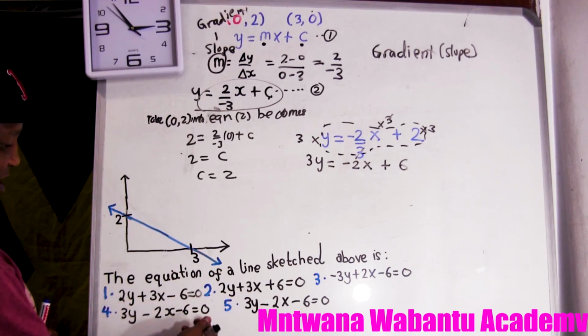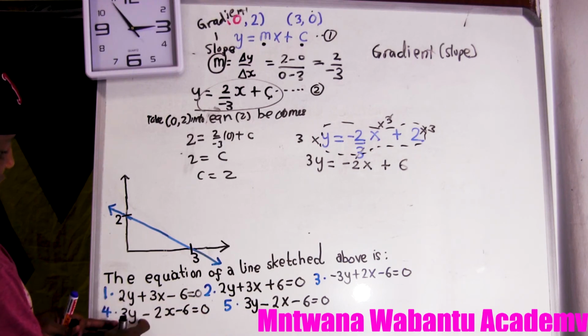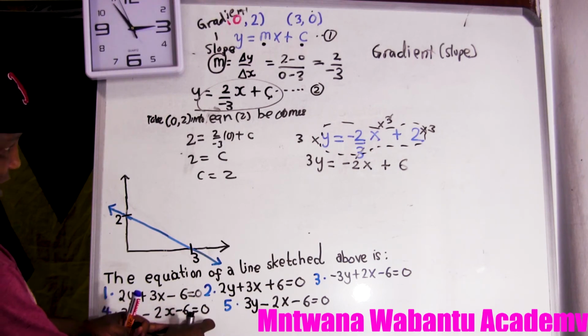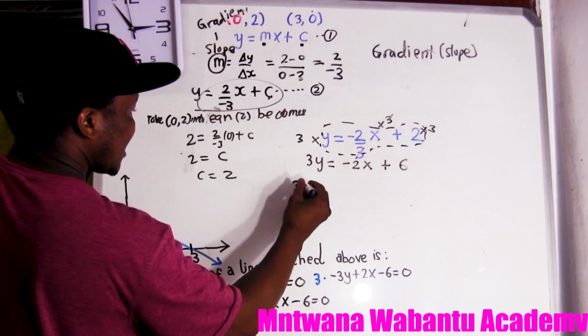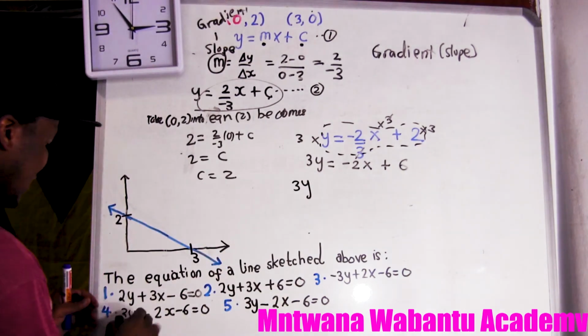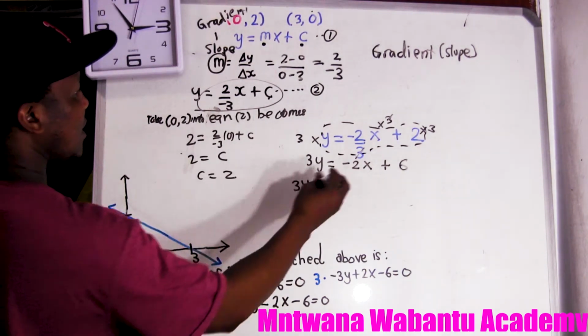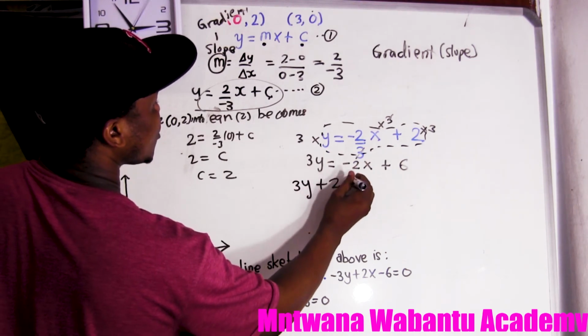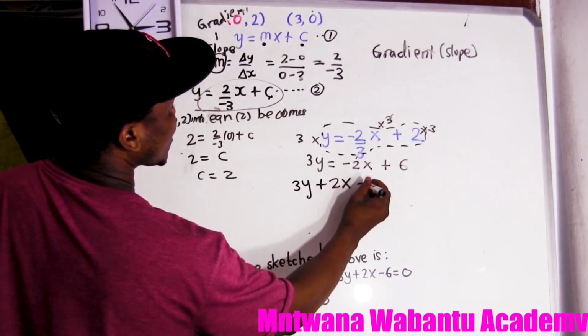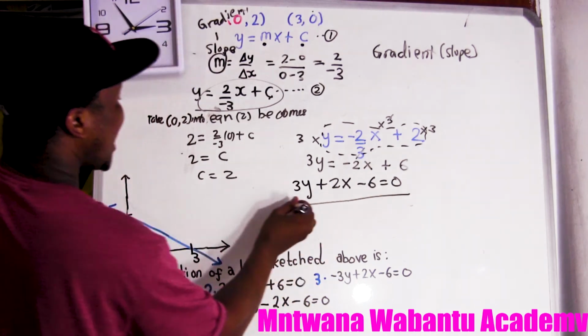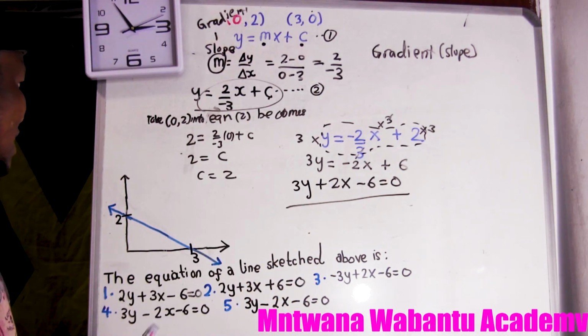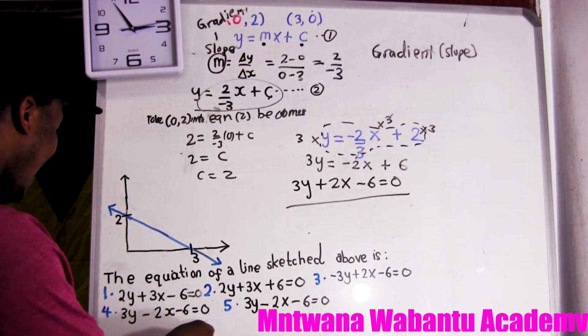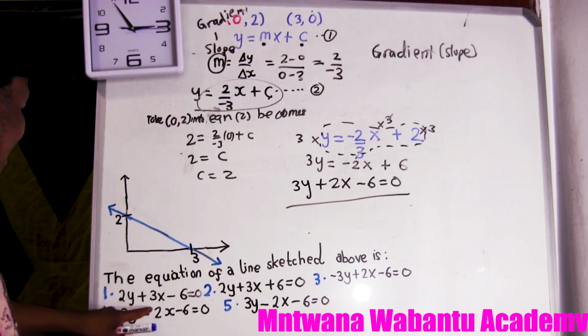If you look here, everything has something equal to 0. They start with the y, come with the x, equal to a number. So 3y, then x, you can see all of them: y, x, and then the number. This is going to come over, it's going to be plus 2x. This comes over, it's going to be negative 6 equals 0. So let's see which is the right answer here. 3y, 2x minus 6. 3y plus 2x minus 6.